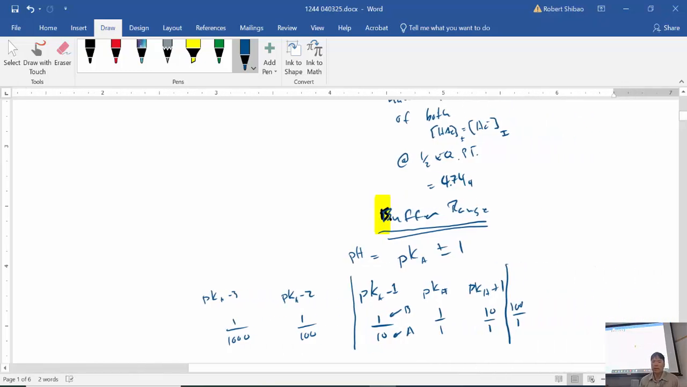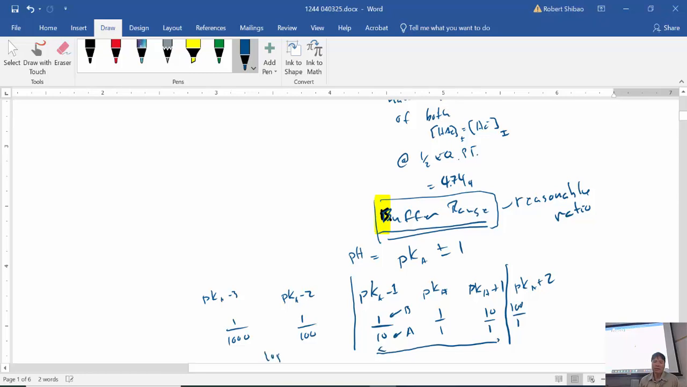This would be pKa plus 2. And so the buffer range is to have a reasonable base to acid ratio. What is a reasonable ratio? A reasonable ratio would be between 1 to 10 and 10 to 1. This is a reasonable ratio, whereas this would be a lopsided ratio.